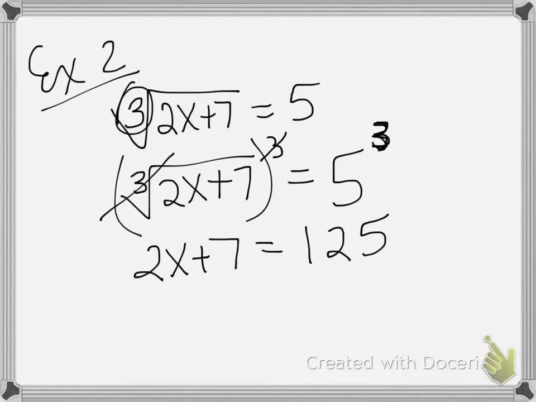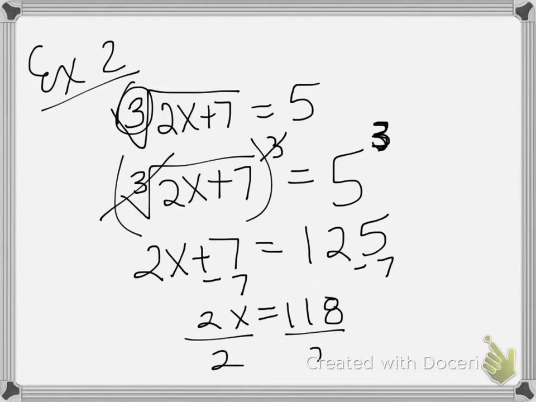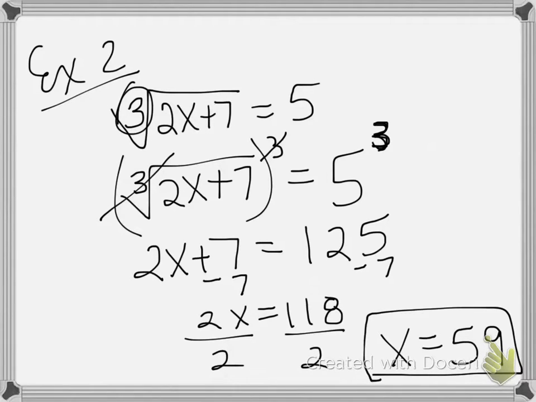Now from here, it's simply solving for x. Subtract 7, so 2x equals 118. Divide by 2. So x is going to equal 59. So if I take 2x plus 7 cube rooted and it equals 5, then my x value has to be 59.